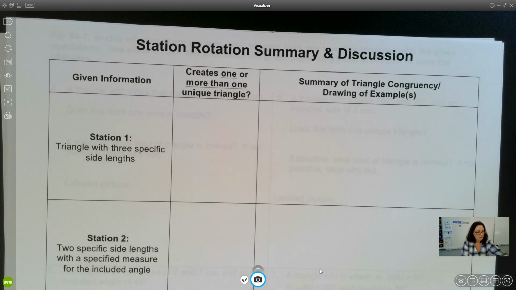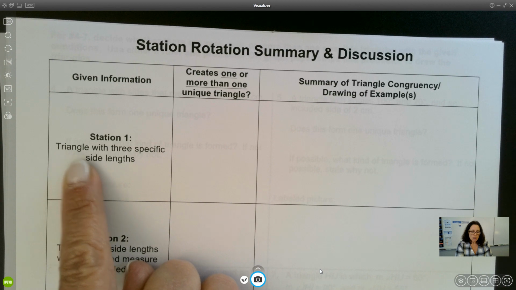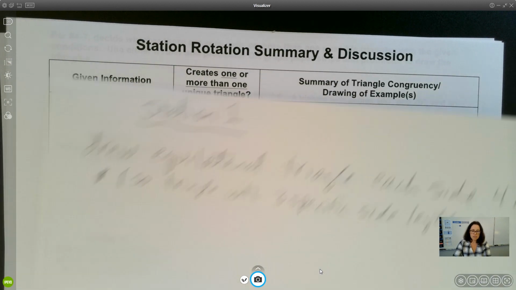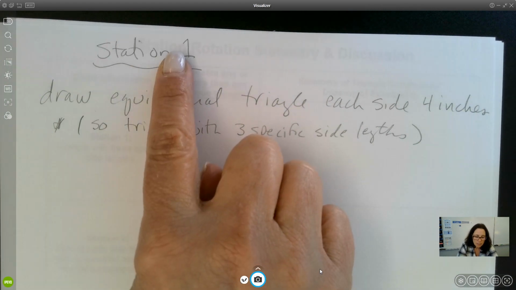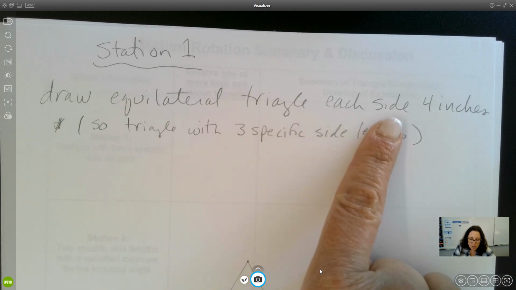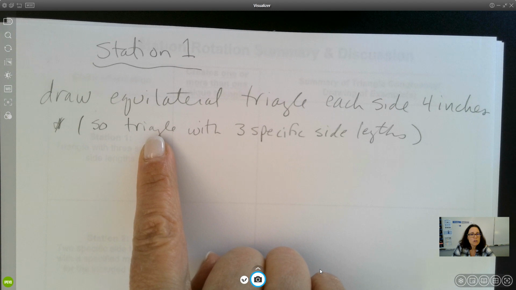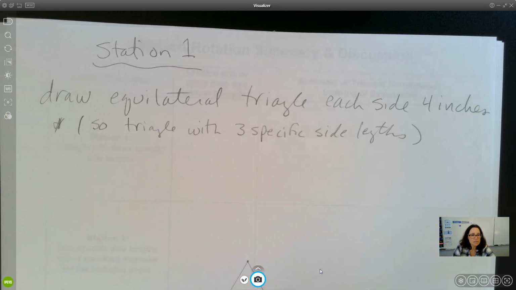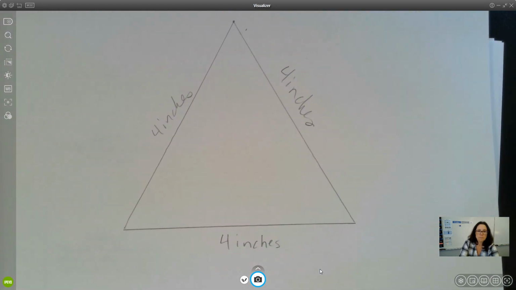So I'm going to be bebopping back and forth here between some pages. Station 1. Station 1 says a triangle with 3 specific side lengths. We are asked to draw an equilateral triangle, each side 4 inches. So we have a triangle with 3 specific side lengths from that other piece of paper. All right, so here's what I drew.